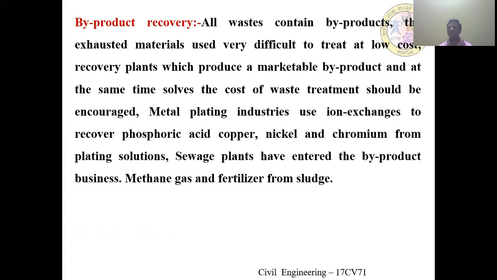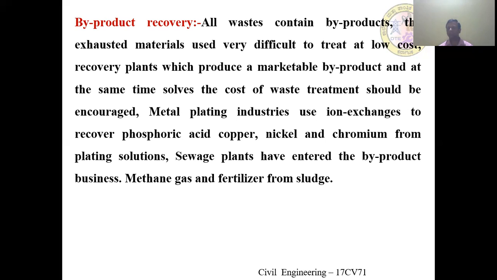In the metal plating industry, ion exchange is used to recover phosphoric acid, copper, nickel, and chromium from plating solution. Similarly, sewage plants have entered into the byproduct business, producing methane and fertilizer from the sludge.